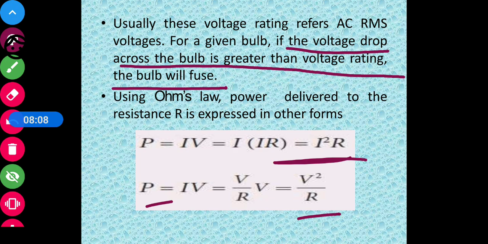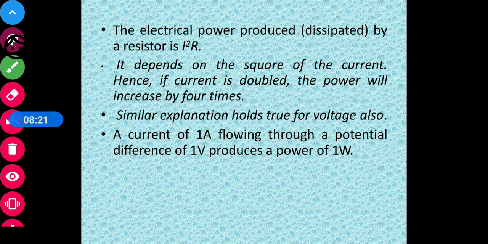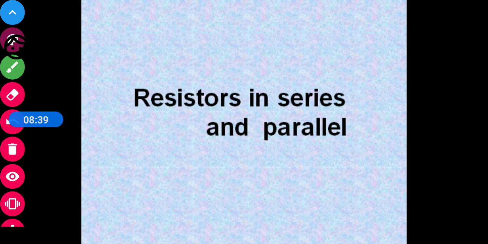Now from this expression it is clear that the current occurs as a square, so current has more effect on the power in this relation. Similarly, for this relation we can say that voltage occurs as a square. So if the voltage is doubled, then power will increase accordingly. A current of 1 ampere flowing through a potential difference of 1 volt produces a power of 1 watt.